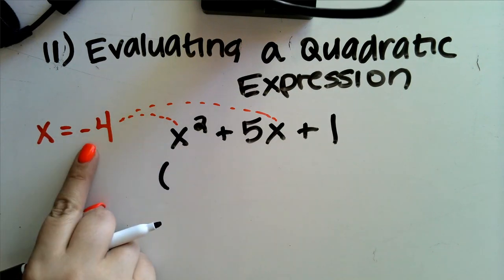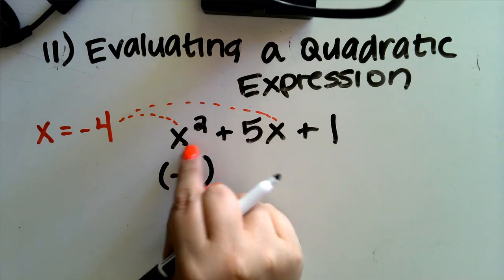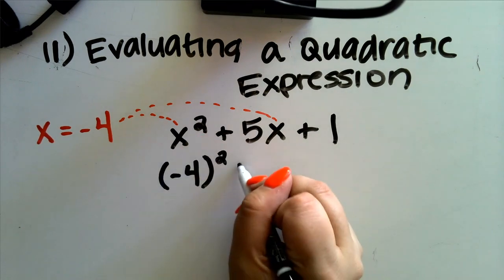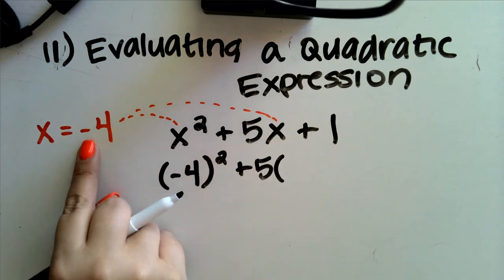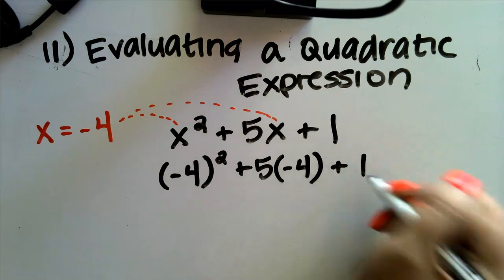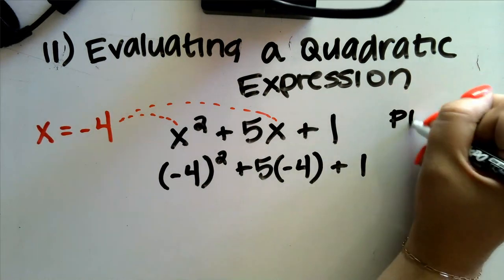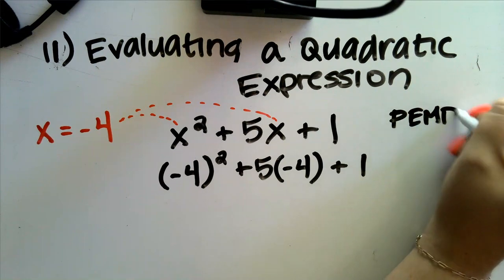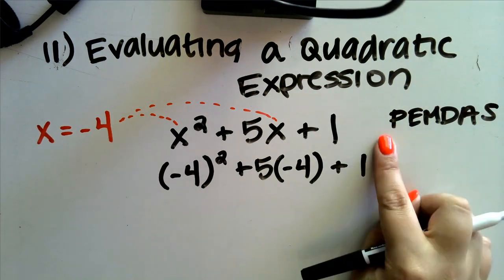So remember, I'm going to input the value of -4 instead of x, square it, plus 5 times x again, which is not just x anymore, it's equal to -4. Now we're ready to evaluate. I'm going to go ahead and write out my PEMDAS again, just in case we need a reminder. Let's go ahead and work on this.